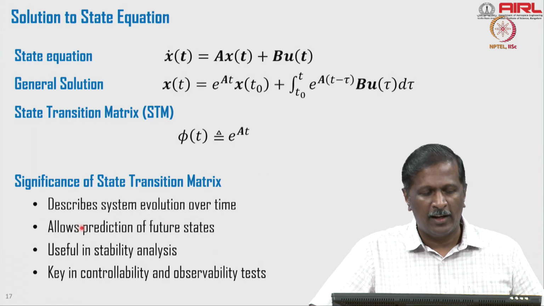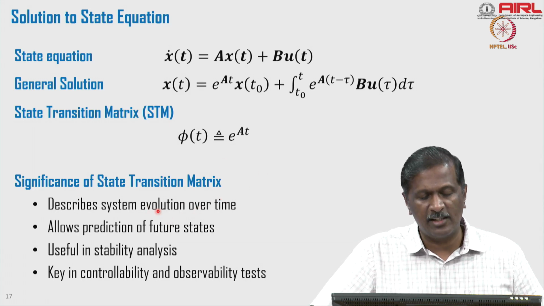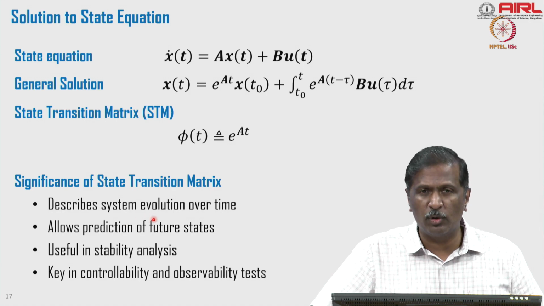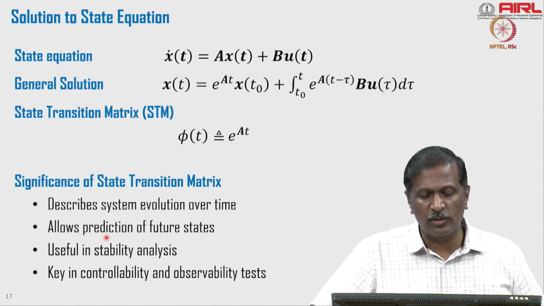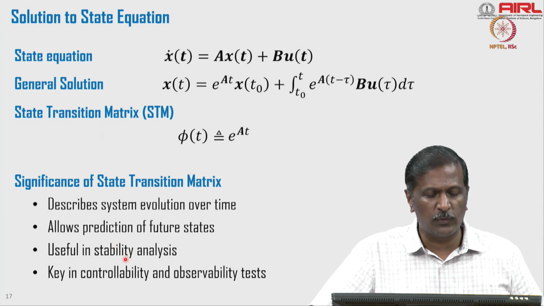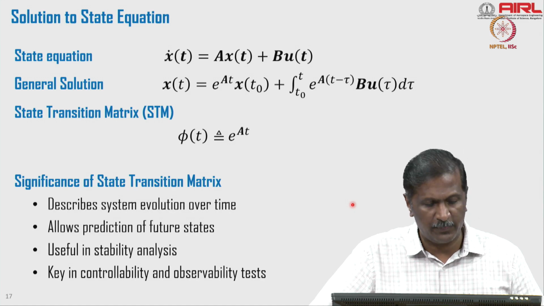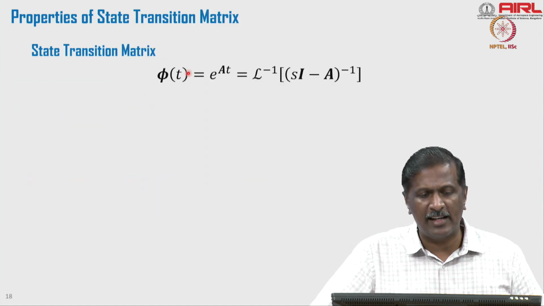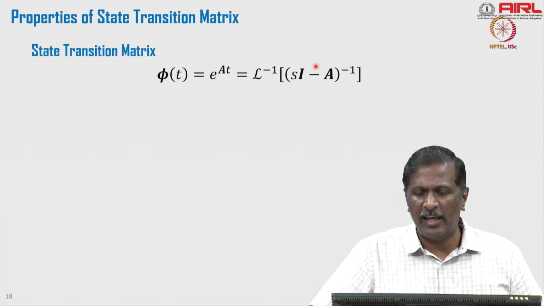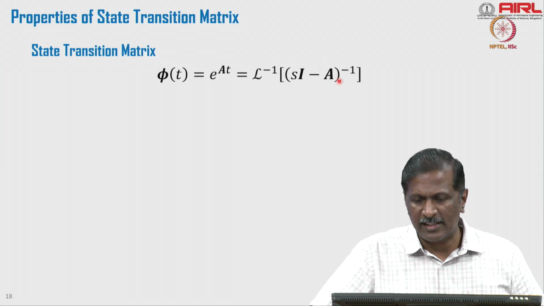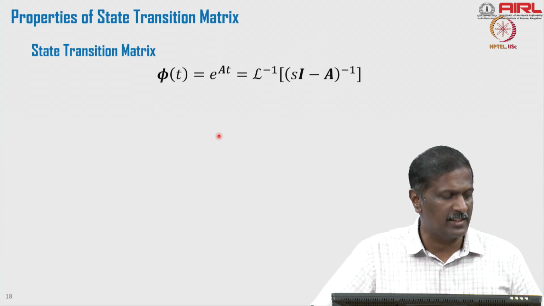Right? What is the significance of this state transition matrix? It describes how the system is going to evolve over a period of time. It allows the prediction of future states. It is useful in stability analysis. It's key in controllability and observability tests. Right? Now, how do we get this state transition matrix phi of t, which is nothing but e power At, which can be computed as the Laplace inverse of (sI minus A) whole inverse. Right? If A matrix is known, I can compute (sI minus A) whole inverse and I can take the inverse Laplace transform to get my state transition matrix.